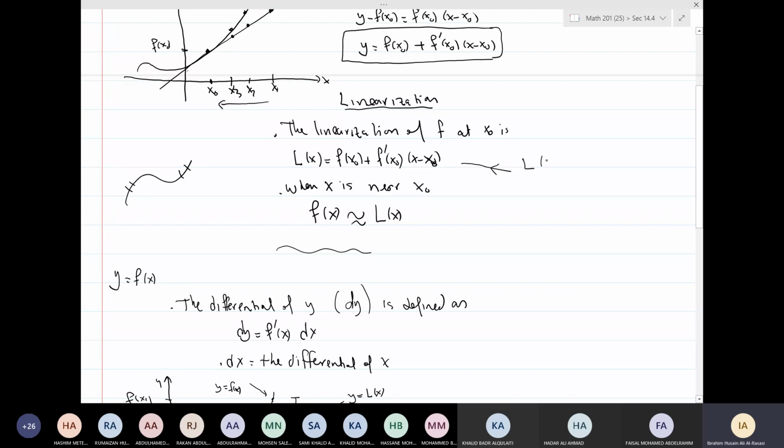Now find L of x0 plus delta x. So just replace x with x0 plus delta x. It will be f of x0 plus f prime at x0 times x0 plus delta x minus x0. So this becomes f of x0 plus f prime at x0 times delta x, and x0 with x0 will cancel. So this is L of x0 plus delta x.